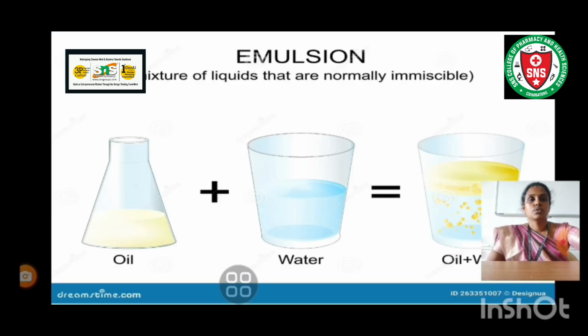So what is an emulsion? A common emulsion we all know is oil and water. If we mix oil and water, their miscibility is different, so they do not mix with each other. So we get an oil and water type of emulsion.